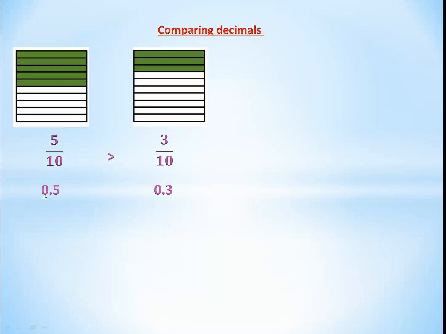Which one is greater? Okay, look at the whole number. Here is 0 and here is 0. So this is equal. Here, how many tenths? 5. And here we have 3 tenths. So 5 tenths is greater.